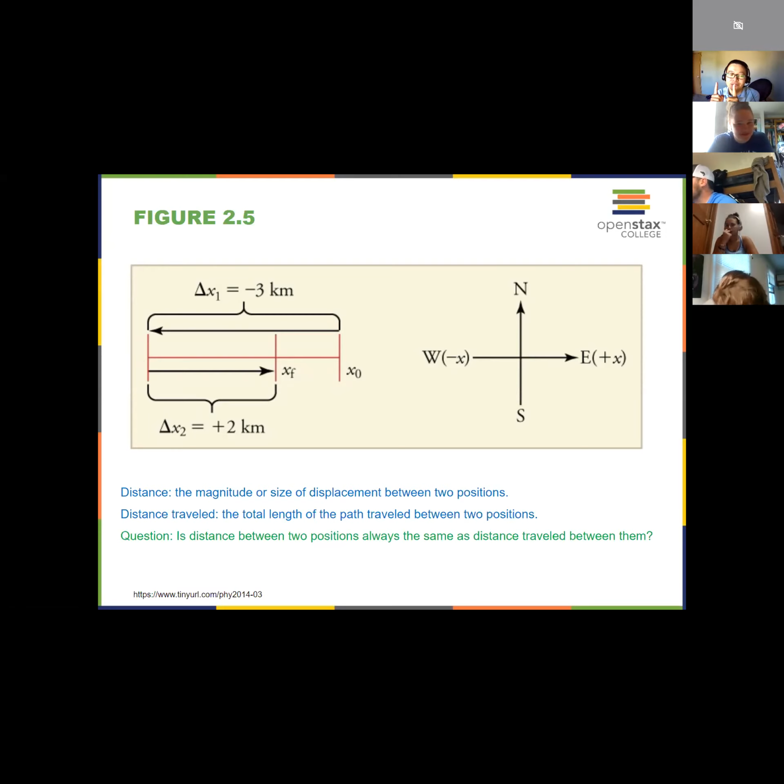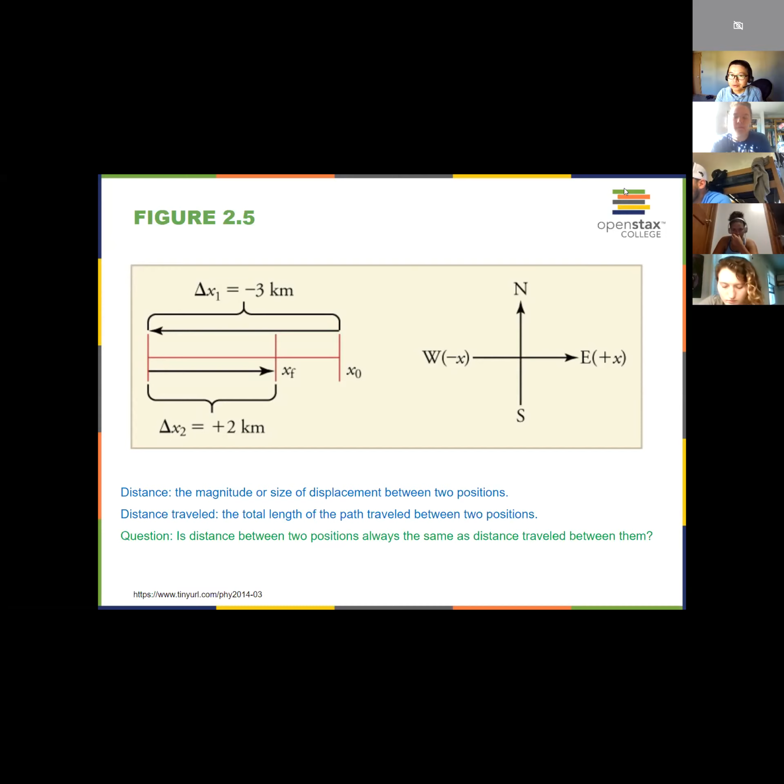But the distance traveled for your total journey should be the addition of the total path length. That means the total length of the first travel, which is 3 kilometers, plus the 2 kilometers. So the total distance traveled here is 5 kilometers, where the distance between the two positions is just 1 kilometer.